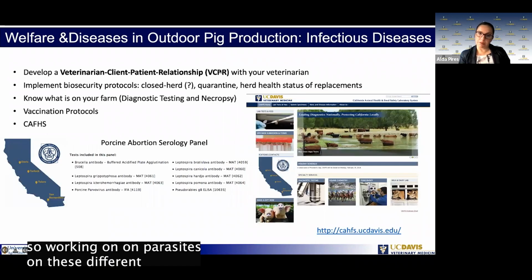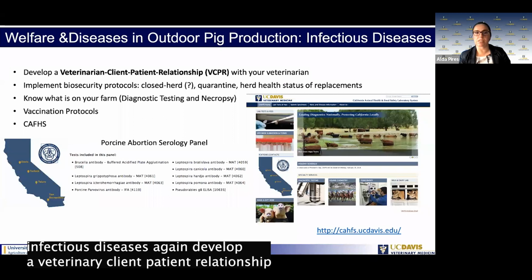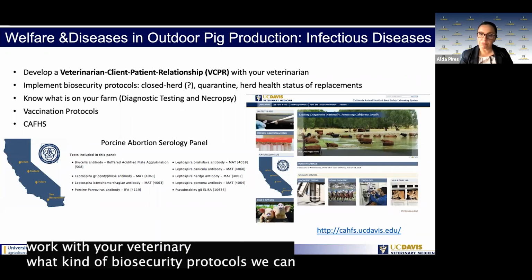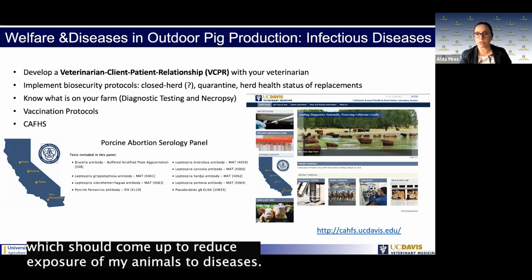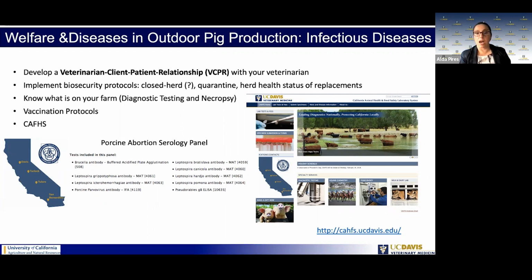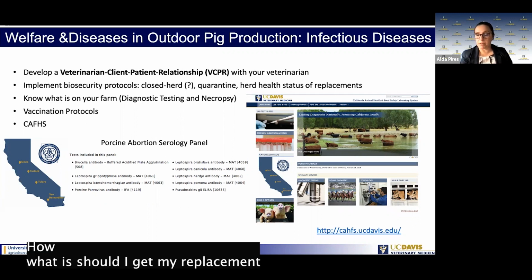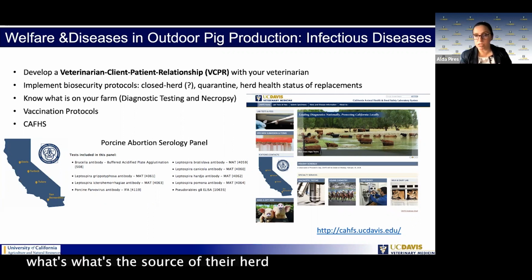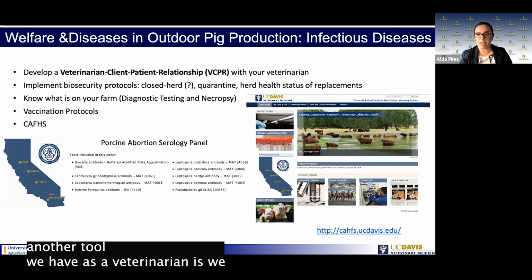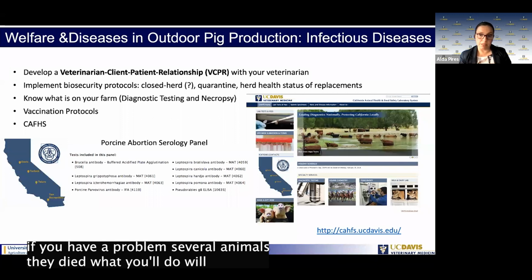So working on parasites, on these different infectious diseases, again, develop a veterinary client-patient relationship. Work with your veterinarian on what kind of biosecurity protocols we should come up with to reduce the exposure of my animals to diseases. Where should I get my replacements? What's the source of the health source?